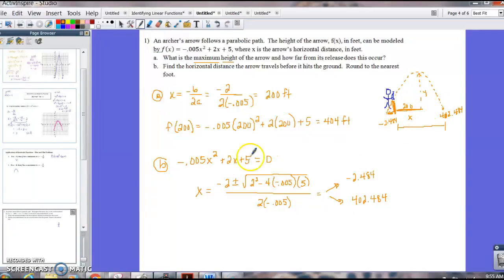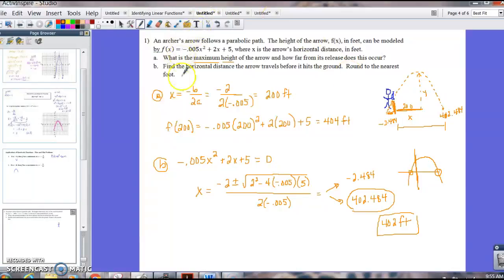You have to go back to the original equation, set it equal to 0, because that'll give you your x value when your height is 0. So think of it almost as you're finding the roots, right? So if this is your axis, your parabola is really doing this, and you're finding this value and this value. Okay, that's in essence what you're actually doing. Obviously, we can't have a negative distance, so our answer is 402.4. It said to round to the nearest foot, so our answer is 402 feet.